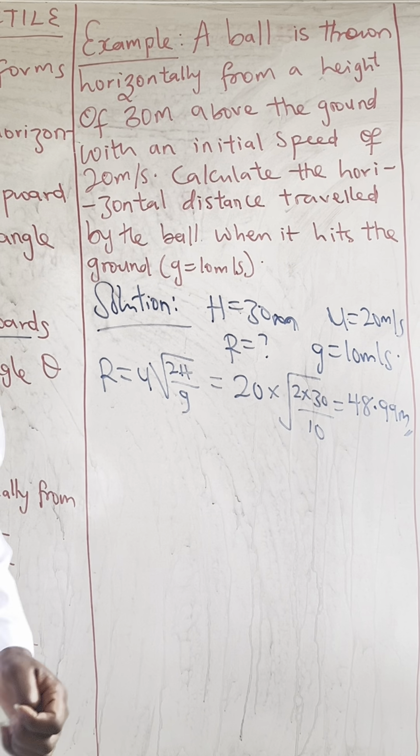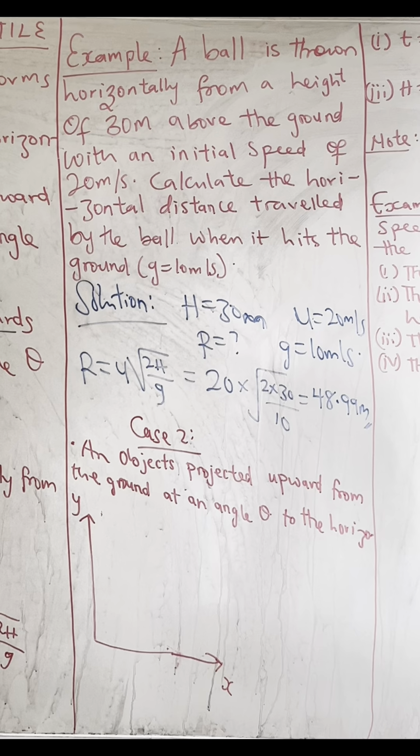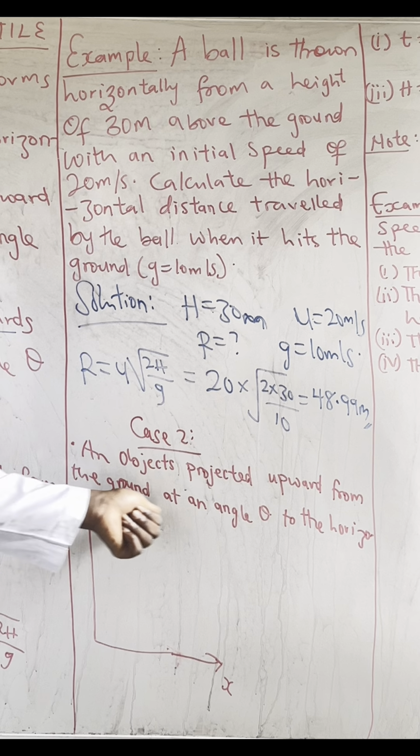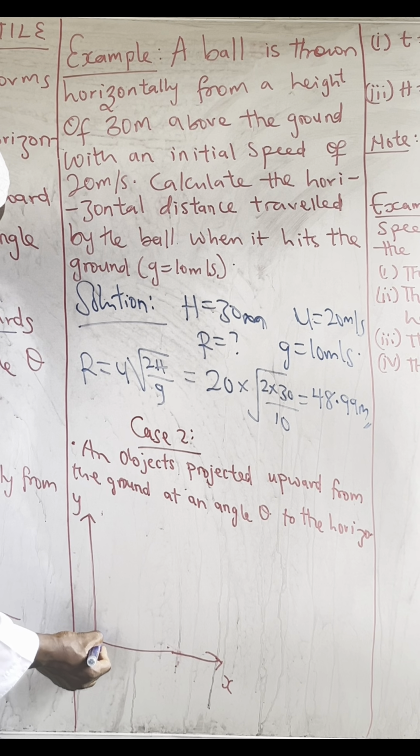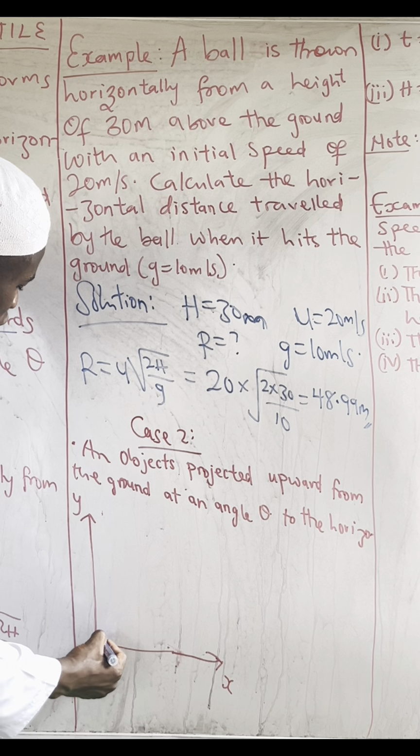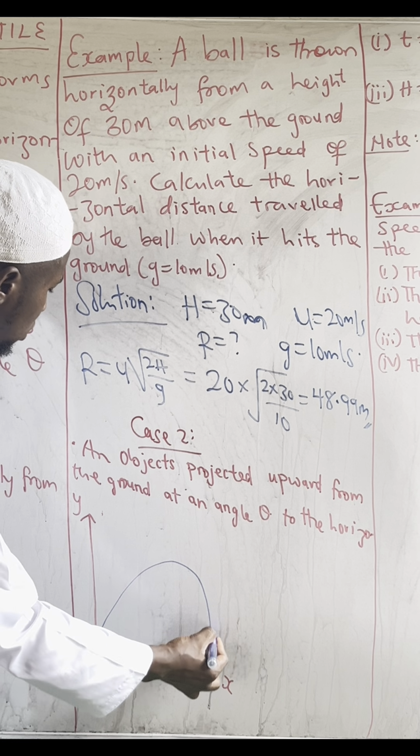So let's look at case 2, guys. Let's talk about case 2. Case 2 is talking about an object projected upward from the ground. So for example, let's say this is the point of projection. So this object was projected upward.